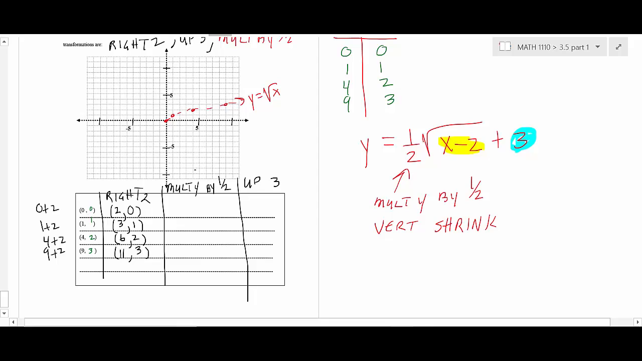Okay, now you're going to multiply y by 1/2. Does anything happen to the x's in step 2?